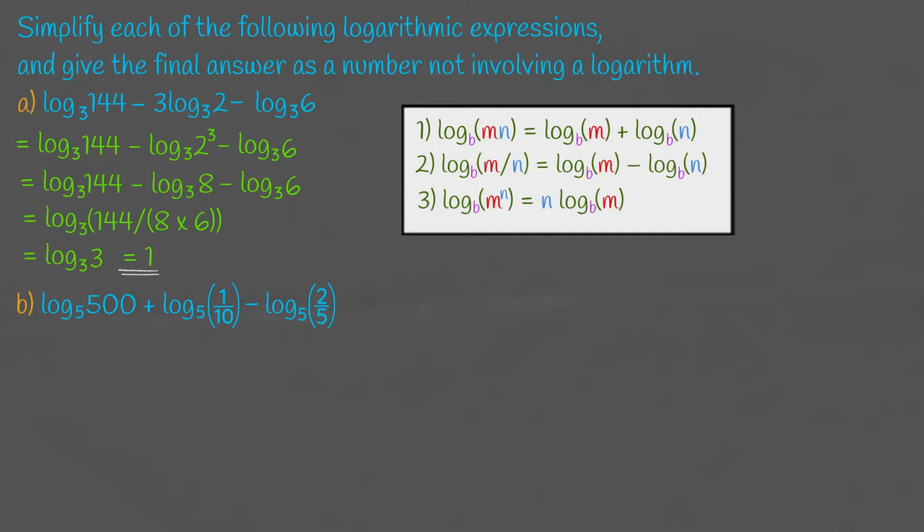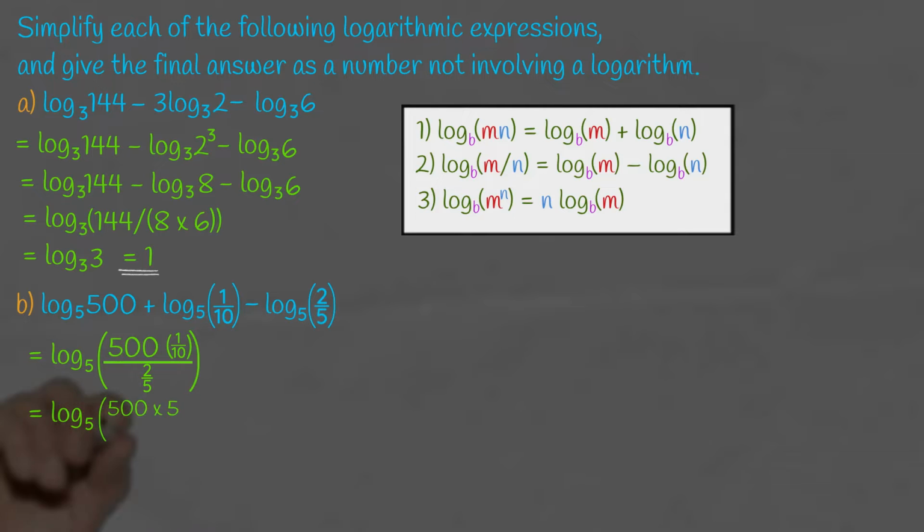Now for part B, we don't have any coefficients in front of the logarithmic terms. So we can go straight away and use rule 1 and rule 2 to simplify it. So we have log to base 5. The first two terms are positive. So we have 500 and 1/10 on the top. And the last term is negative. So we have 2/5 on the bottom.